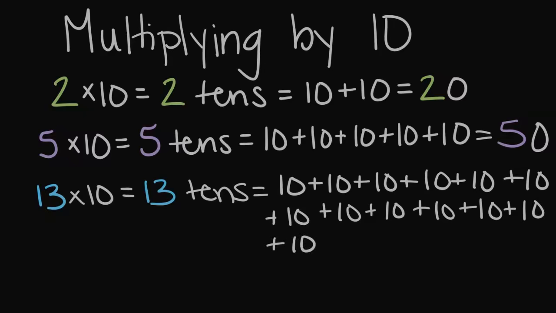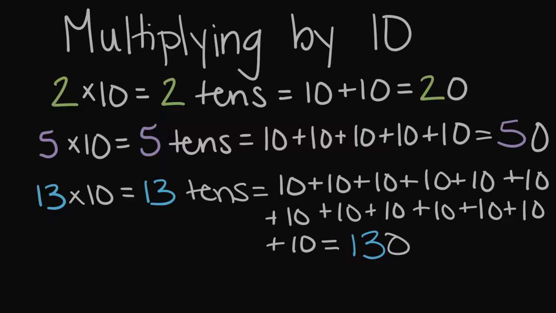Let's count to make sure. 1, 2, 3, 4, 5, 6, 7, 8, 9, 10, 11, 12, 13. Great. So we have 13 tens, so let's count those. Let's see how much that is. We have 10, 20, 30, 40, 50, 60, 70, 80, 90, 100, 110, 120, 130. So our solution is 130.